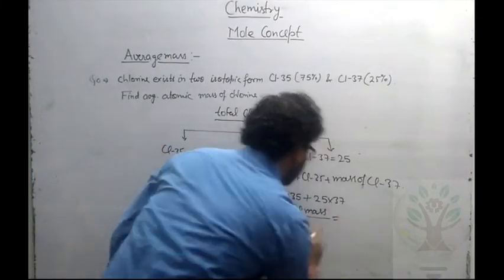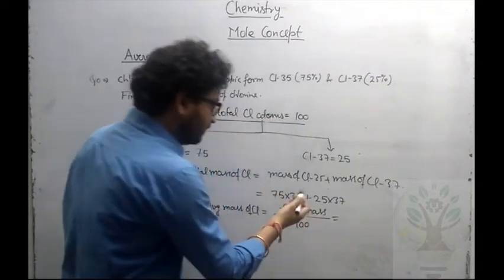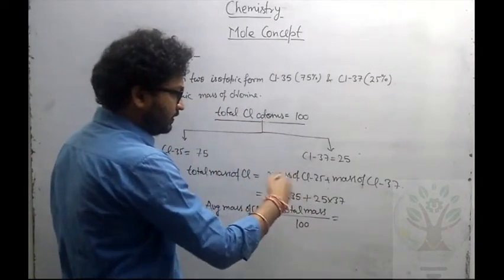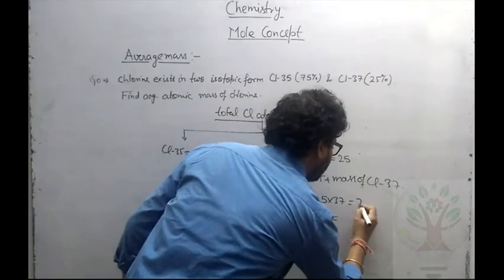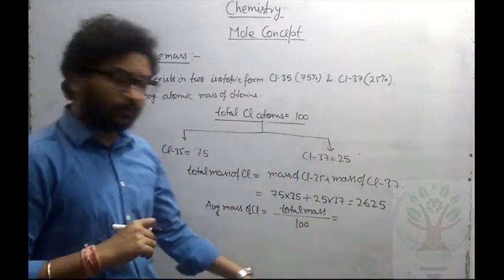So let's solve this. 35 into 75 means 75 by carry 3, 35 into 3. This will come as 2625. Please check the calculation once.